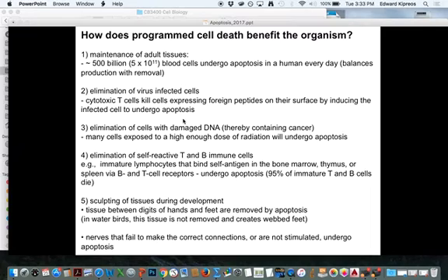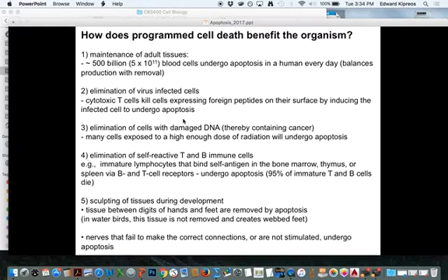Then there's the elimination of virus-infected cells. One of the ways that your body limits viruses infecting is just to kill those cells. So the cells, when they're virus-infected, will kill themselves. While that's pretty drastic for the cell, it helps the body by limiting the spread of the virus.